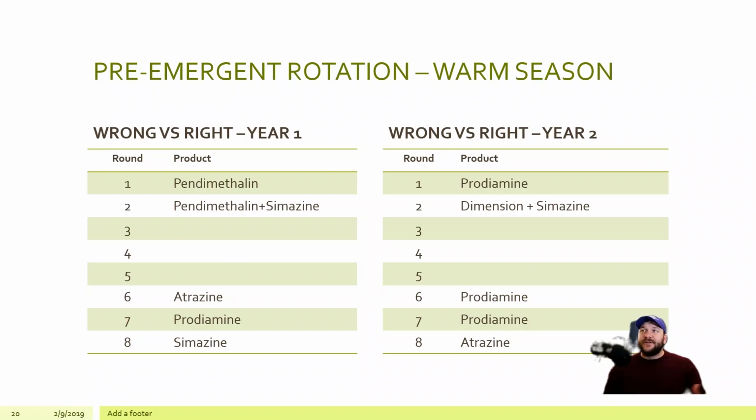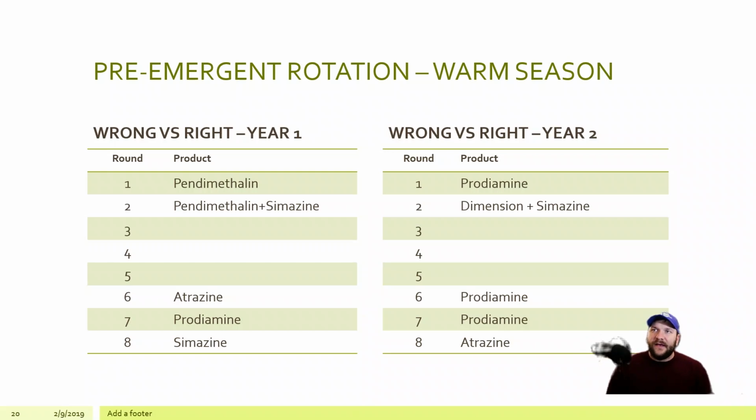And this looks good, right? So we run that the first year. Then the second year, we switch it up. We run prodiamine first round. Second round, we run dimension and simazine. Round 6, we run prodiamine. Round 7, we run prodiamine. And round 8, we run atrazine. This looks very typical, and you can see here there's some switching that's going on.